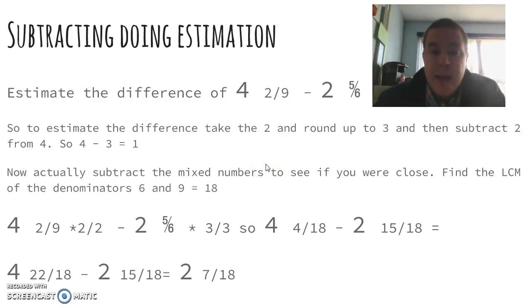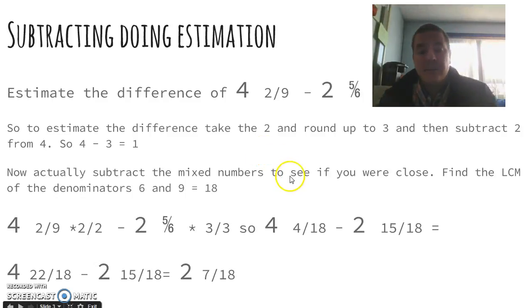You're going to round the 2 up to a 3, and you're going to end up getting that 4 minus 3 is 1. So our estimation should be somewhere around 1, okay? And now that we've done that, we're ready to go ahead and start subtracting, okay?